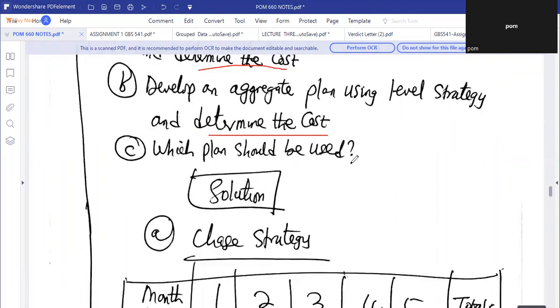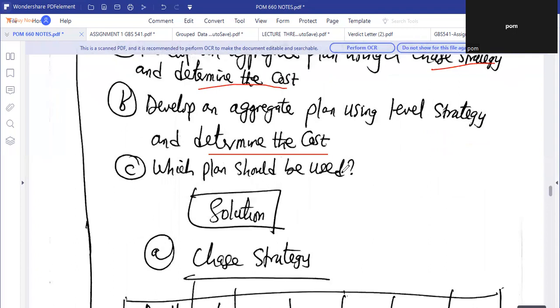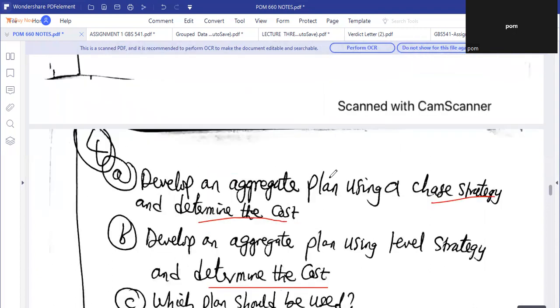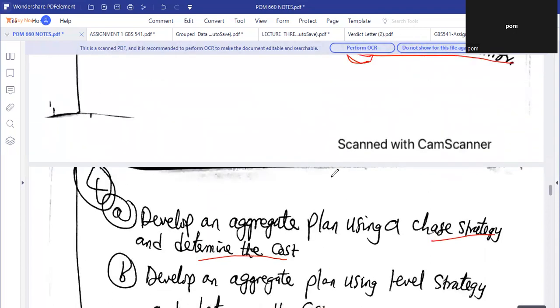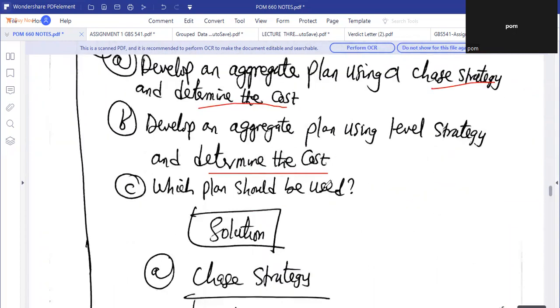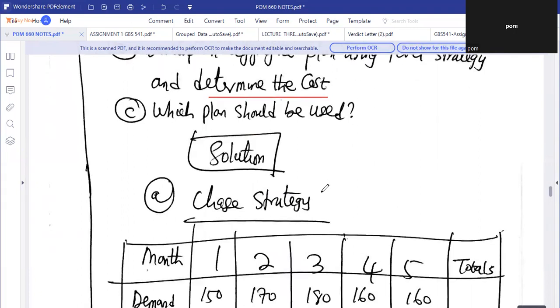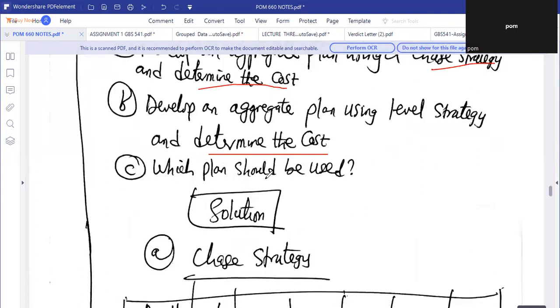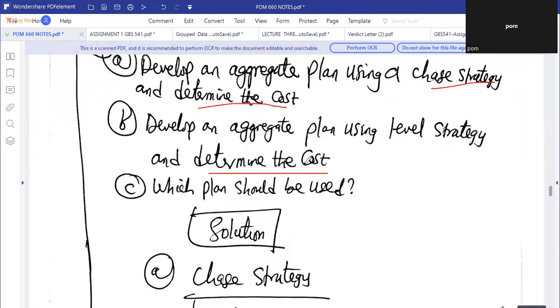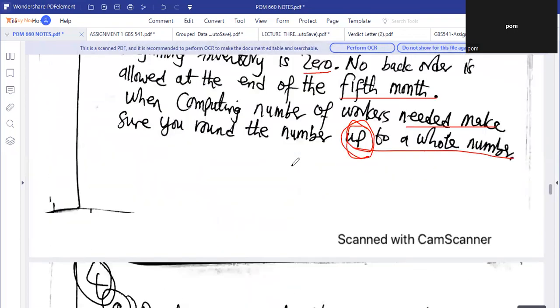So this explains the two strategies that are involved. This question is coming from the pamphlet, like I mentioned. So we need to get to the solution. The chase strategy is the first aspect they're looking at. So we need to go back to the question.